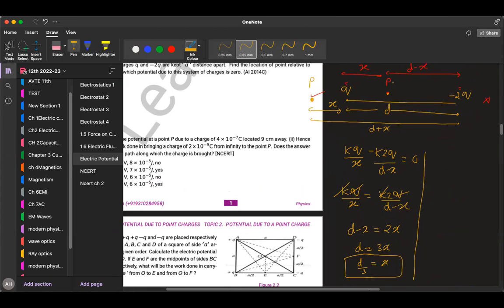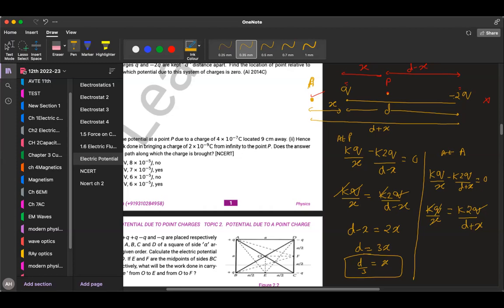So if I'm checking potential, this is P. Let's call this point A. Let's check the possibility of potential to be zero at A. Here we are checking the possibility of potential at P. So at A, your potential is KQ by X, and due to the other charge, minus 2Q, at distance D plus X, you can write minus K into 2Q divided by D plus X, which is equal to 0. So KQ by X is K into 2Q by D plus X.